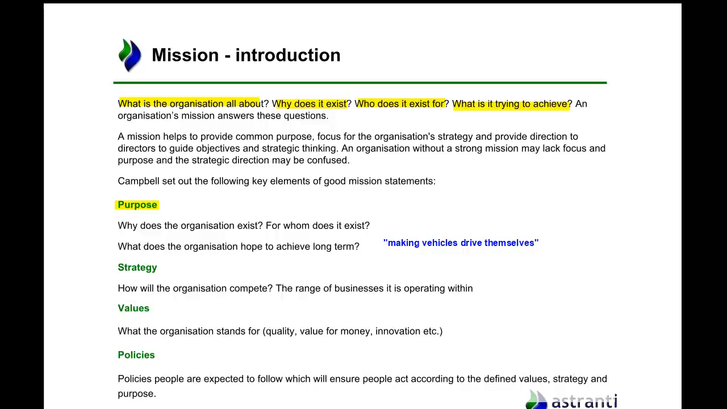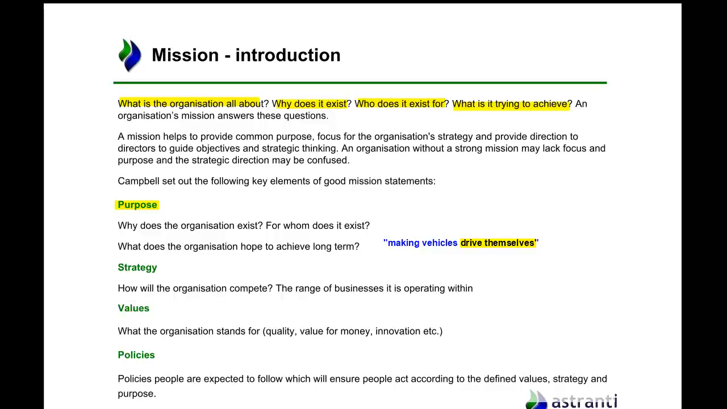Now, this is a good mission statement, particularly with regards to purpose. It answers all these questions. So for who does it exist? Well, for whoever drives a vehicle, whoever uses a vehicle, whoever is affected by a vehicle, such as a cyclist. And that is what they hope to achieve in the long term, to make vehicles drive themselves.